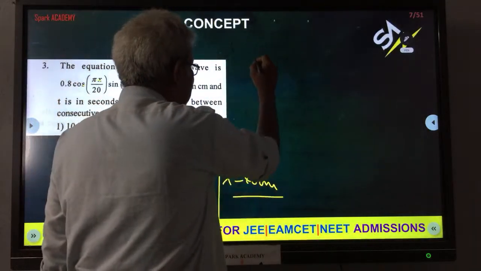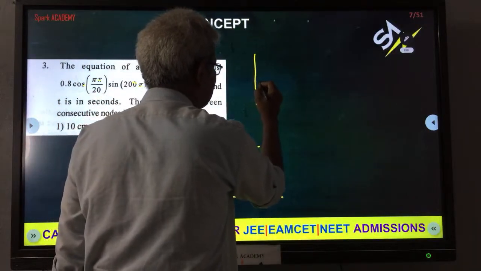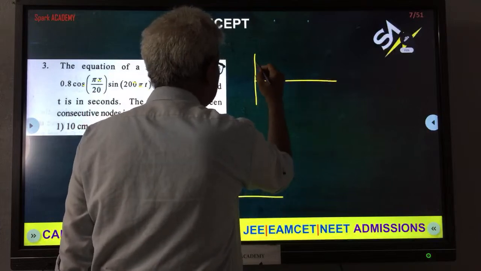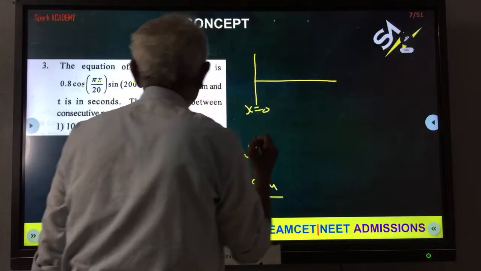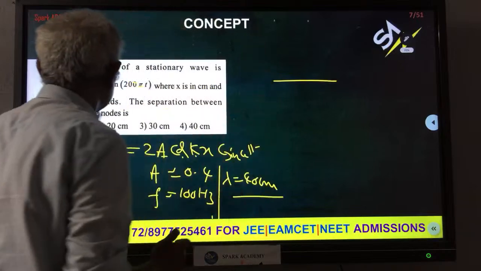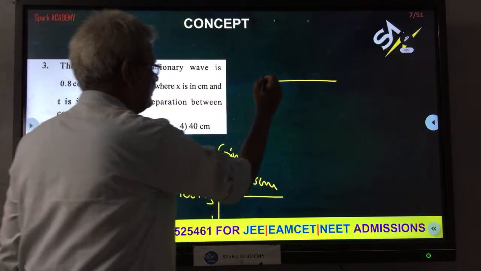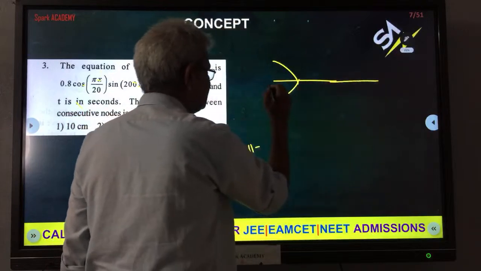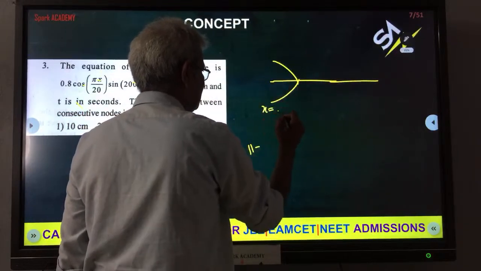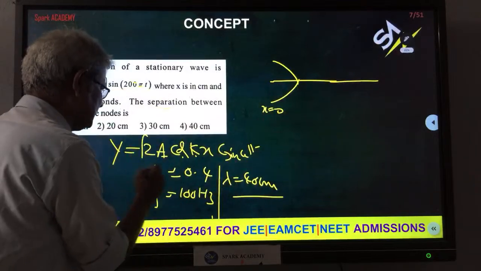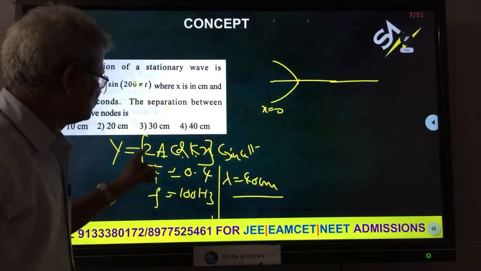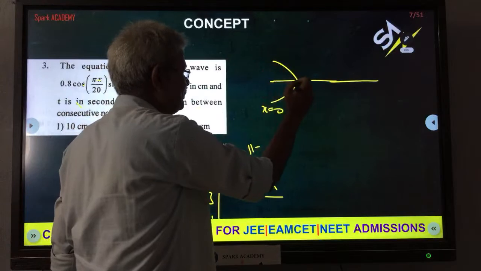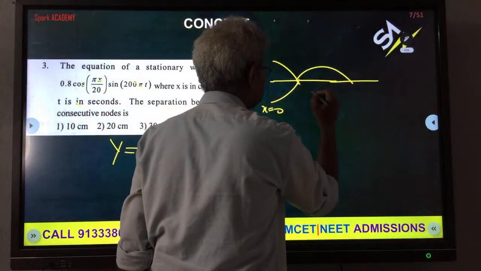But the thing is, if you take an antinode, here x is equal to 0. At x is equal to 0, the amplitude is not 0. Therefore, the wave will be like this. This is x is equal to 0. Because if you take x is equal to 0, cos 0 is how much? 1. So the answer is 2a. So this will be 2a. And the next one is like this.